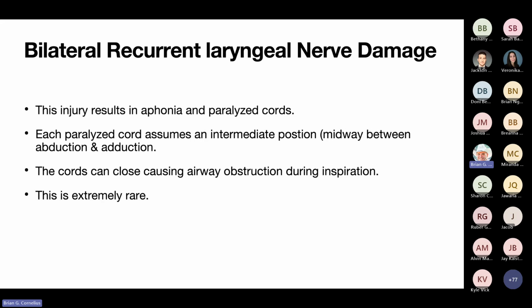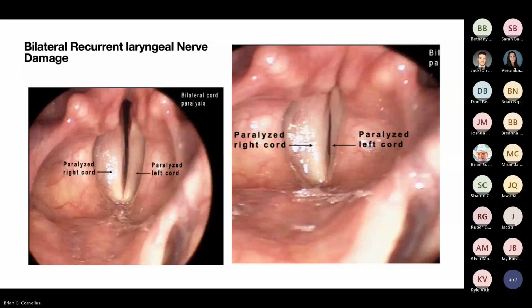And if you have somebody post-procedure that they can't talk, and they look like they're trying to talk to you, like they're kind of in that stuck breathing out position, have a high index of suspicion, especially if they have like neck surgery or something like that, that they may have bilateral injury. And this is just an example of both those cords being paralyzed. You'll notice that right cord is also kind of edematous. That's not always common, but it was in this situation.